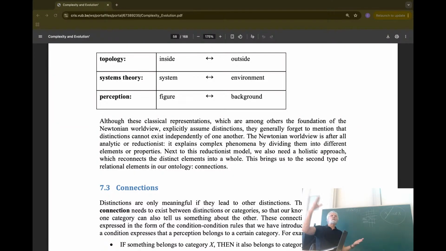That means there can be a degree, like when I'm saying it's black or it's not black. Well, this thing is not really black. It's more kind of dark gray. So it can be fuzzy. So distinctions can be fuzzy.